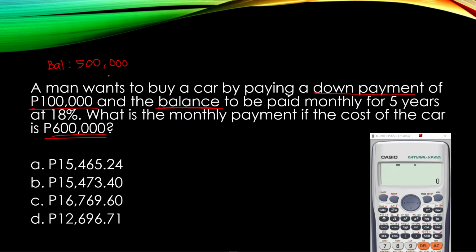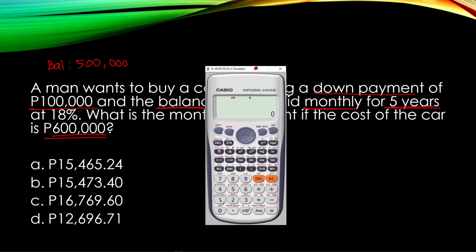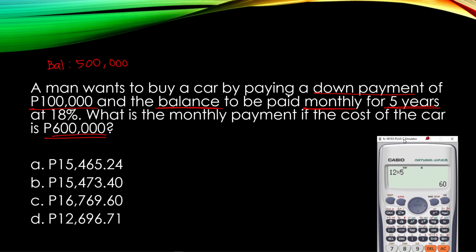Yung 500,000 is to be paid monthly. Okay? Monthly siya babayaran for 5 years. Okay? So, kung susolve natin yan, ilang payments ba yan? So, ibig sabihin, in 1 year, meron tayong 12 months multiplied by 5 years. So probably that is 60 payments. So 60 equal payments. Okay, so take note natin yan. We have 60 equal payments.